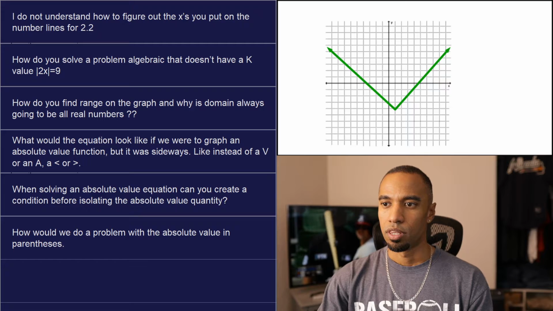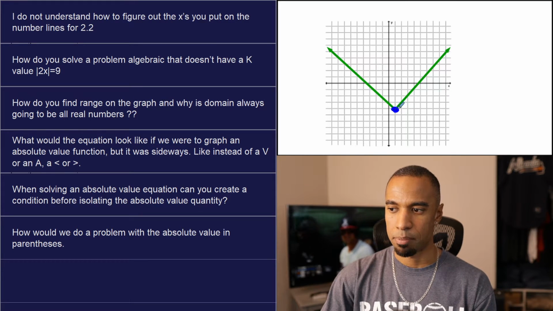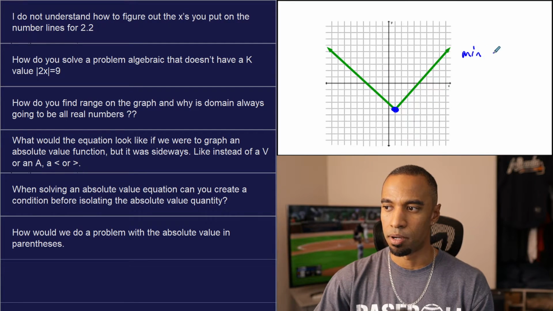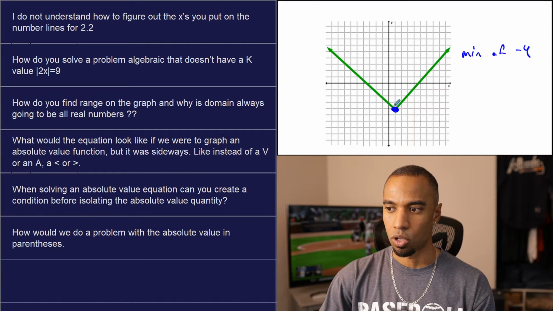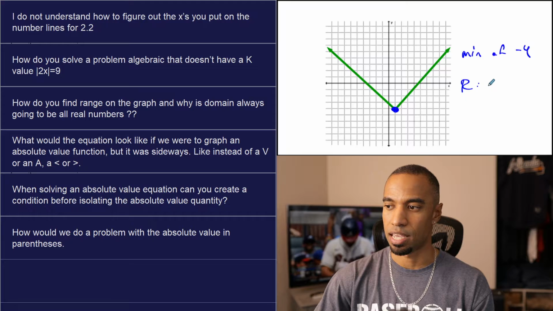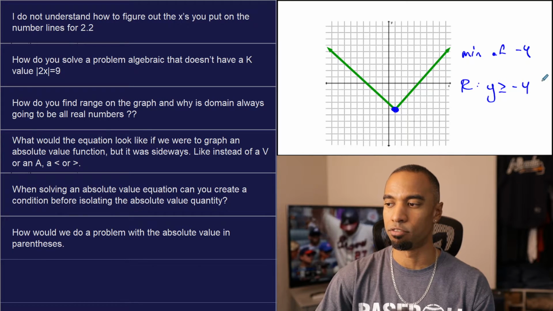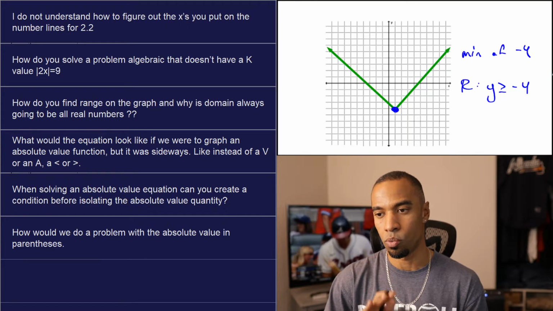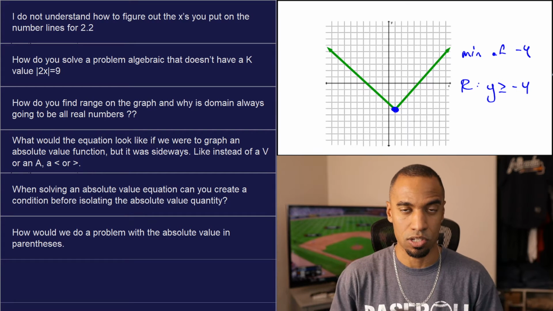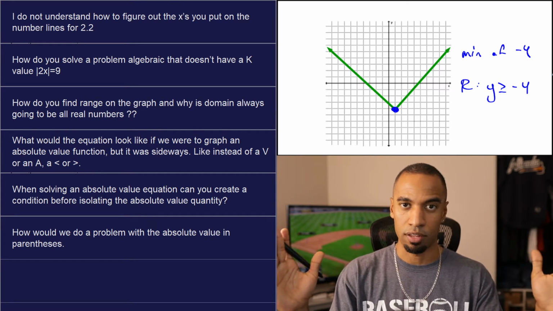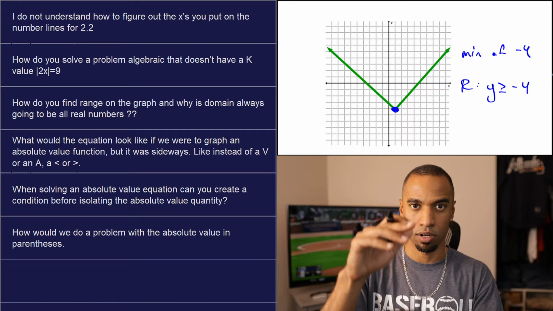it bottoms out. There is a low point to this thing. It has an absolute minimum, in this case negative 4, because that's as low as it goes. So my range in that case is y is greater than or equal to -4, because the lowest I go is -4, and it goes up forever from that. Those are the y values that exist on my graph. X's go forever left and right, y bottoms out at -4 and goes up from there.